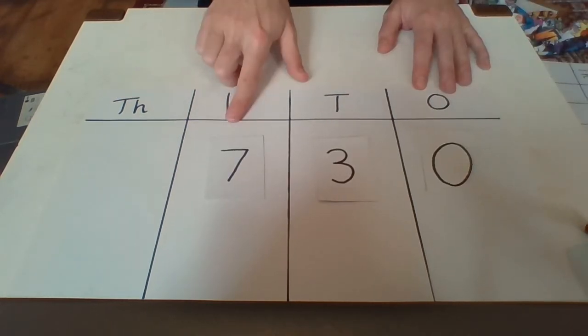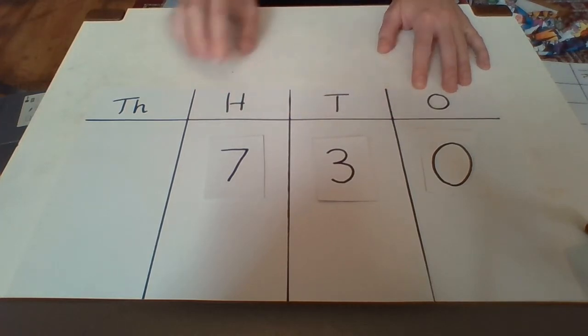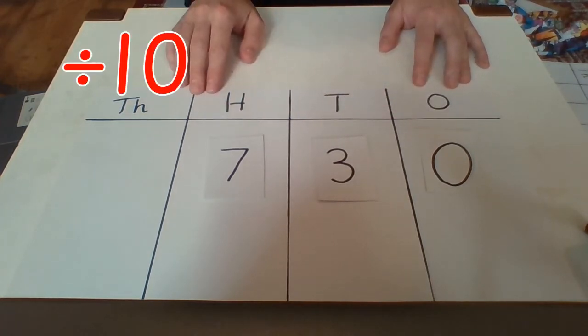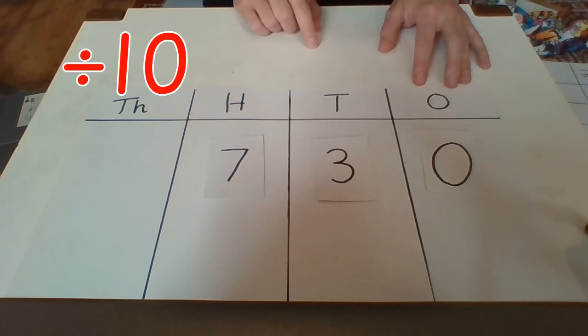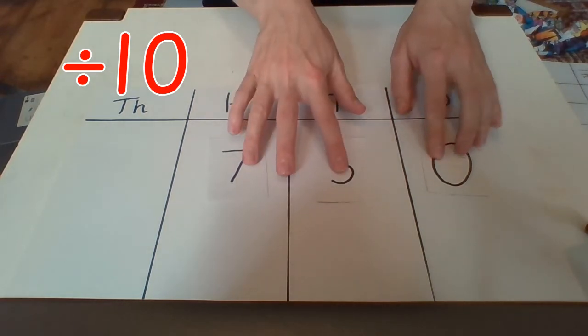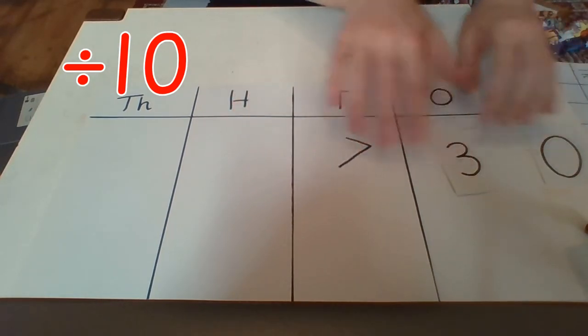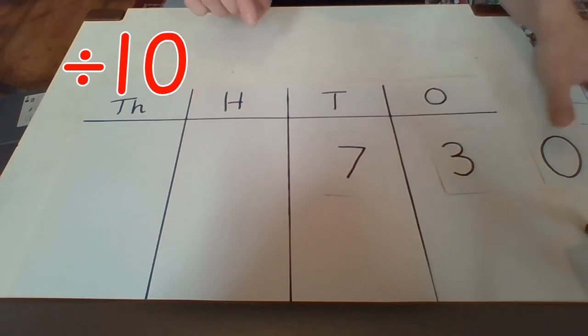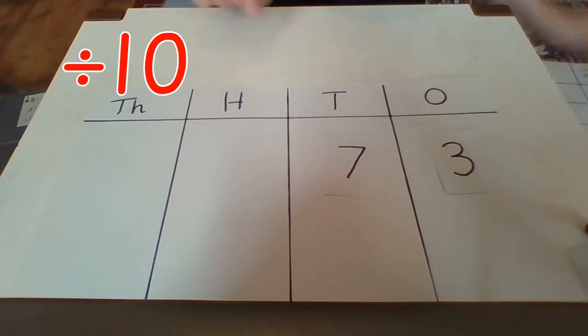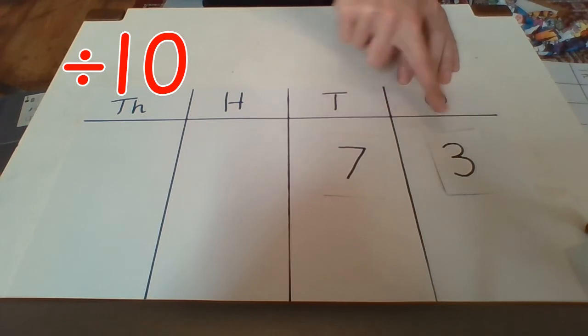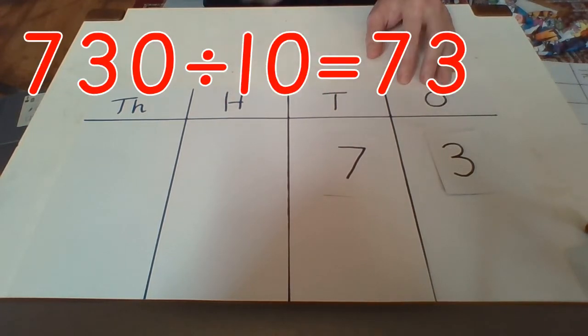Here I have the number 730, and I want to divide it by 10. So I'm going to move the whole number one space down the chart or to the right. So I've got my 7 here, my 3 here, and my 0 has gone away. So my answer is 73. So 730 divided by 10 is 73.